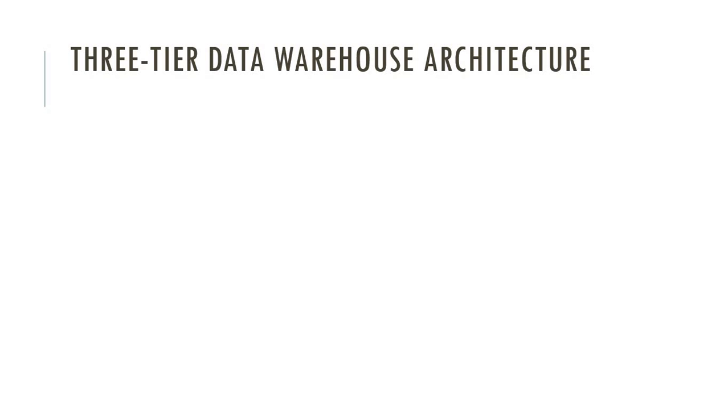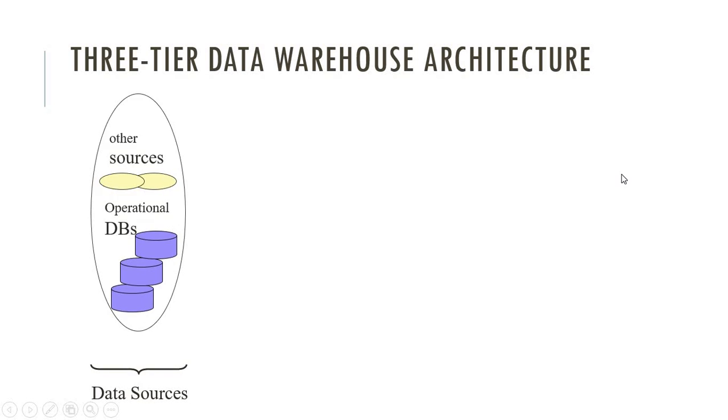So let's understand each component's detail. So let's start with the data sources. So the first is a data sources. Data sources defines how data comes to the data warehouse. We already know what a data warehouse is. So data warehouse collects the data from multiple data sources.